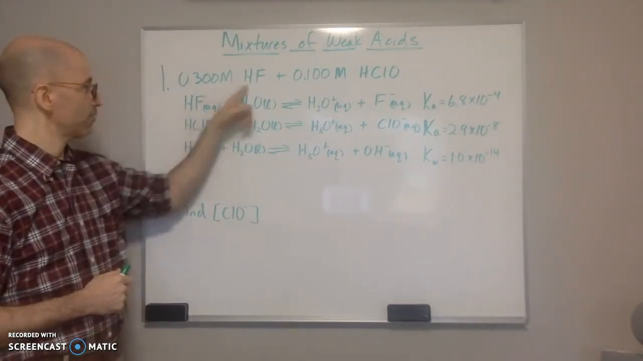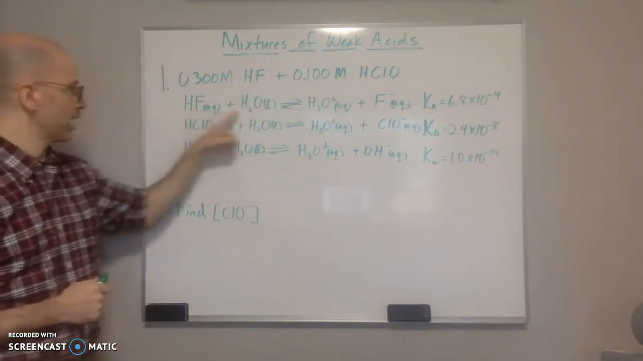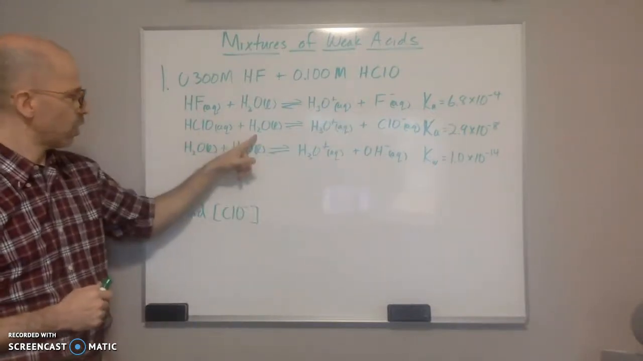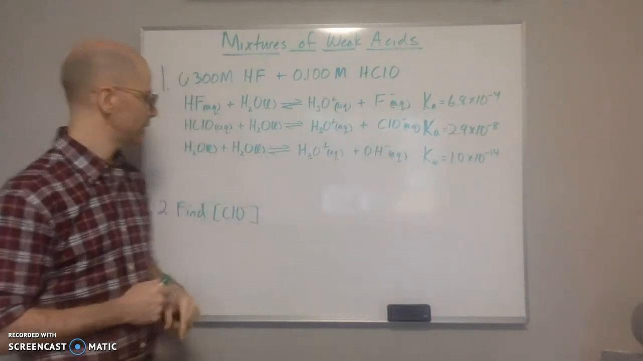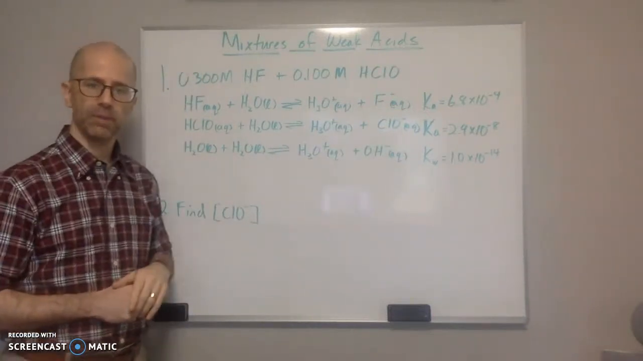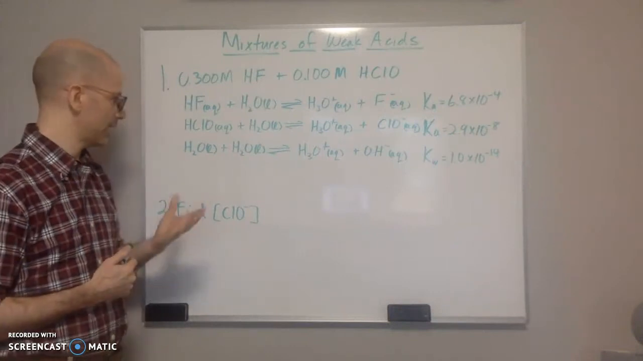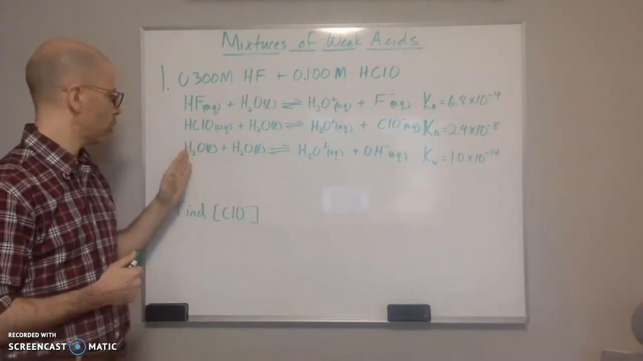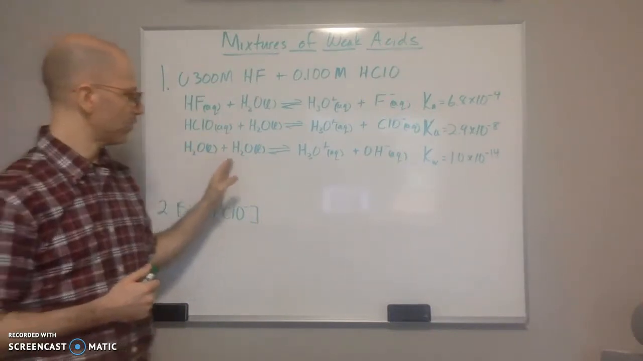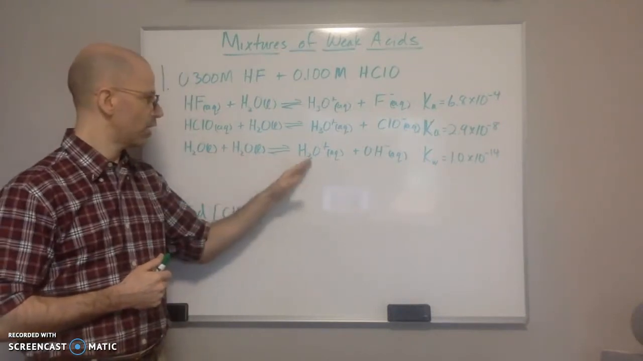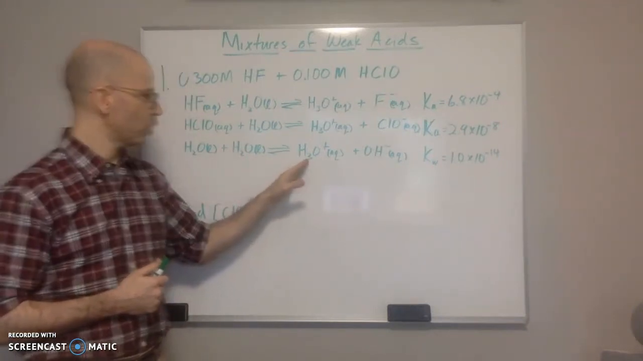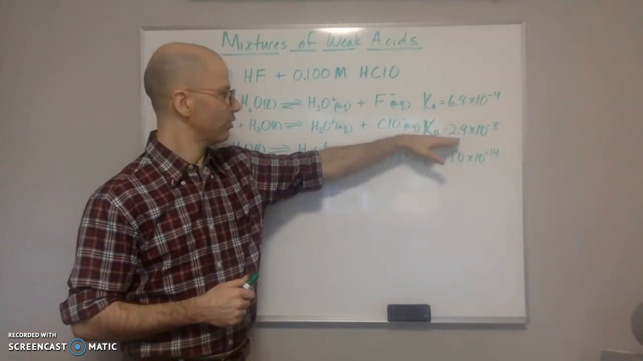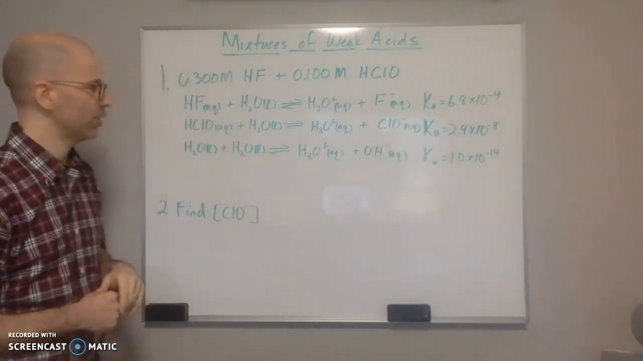Here we have HF and HClO, so HF reacts with water to give you H3O plus and F minus. HClO reacts with water to give you H3O plus and ClO minus. And then you can't forget water, right? Water auto-ionizes, so you always got to take that into account. So with two water molecules, one passes a hydrogen to another one, giving you H3O plus and OH minus. And here are the Ka values of the acids and the Kw value of water.